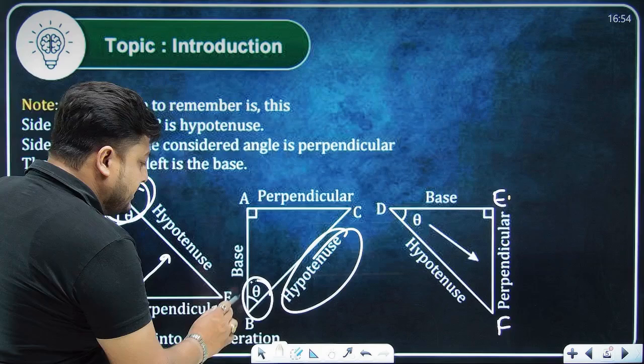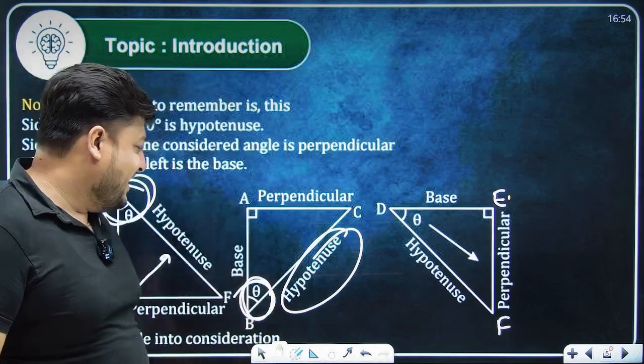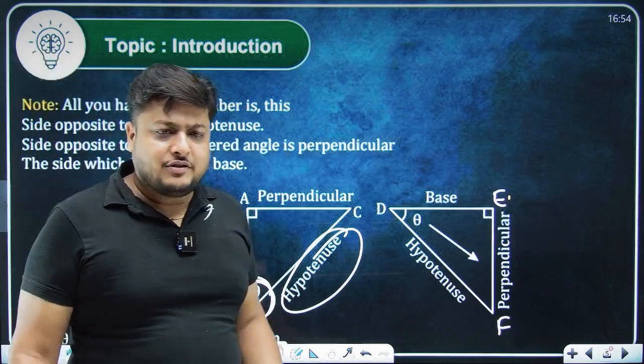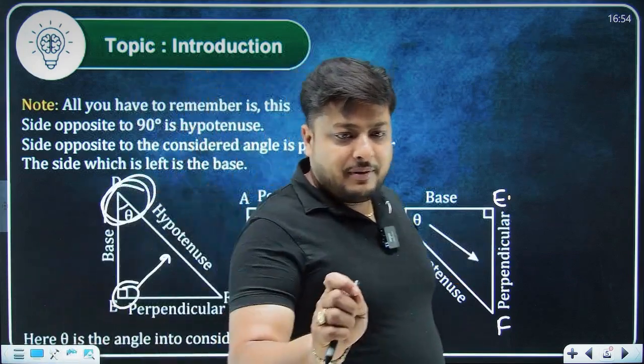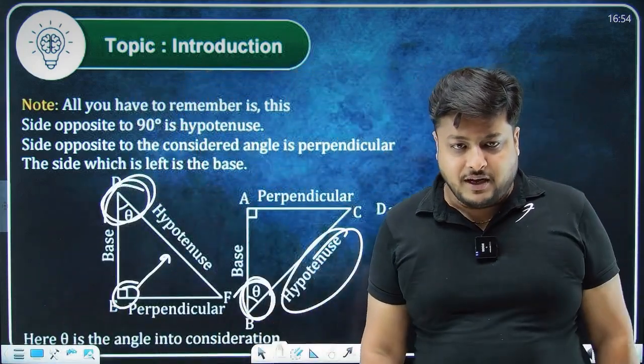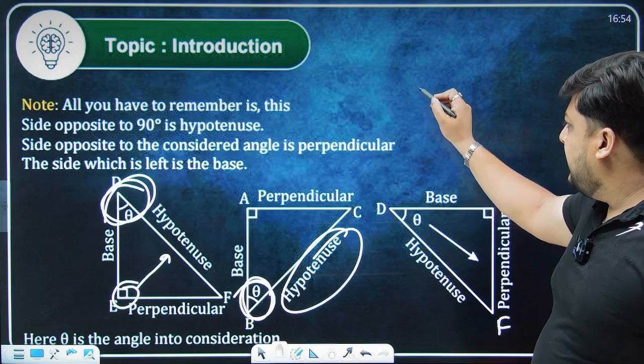So here the considered angle is at B. So the perpendicular will be AC. Okay, got it. And the remaining third side is called the base. And similarly in the third triangle. And also I am giving you one trick to find out the perpendicular if you are having any confusion. So let's discuss this triangle, that is ABC.